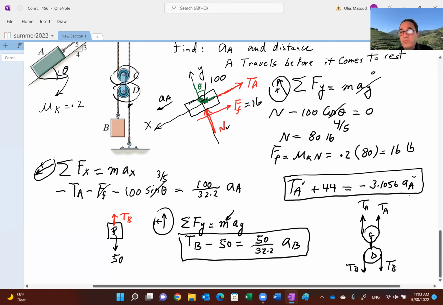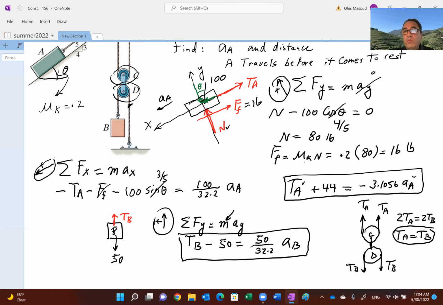So 2TA basically is equal to 2TB. So there's a good relation. TA must be equal to TB, which reduces our unknowns, and that will help us in a minute. But we still need one more relation. Remember, we had 4 unknowns. So far, we have 3 equations: this one, and this relation. The next relation is the relation between acceleration of A and B.